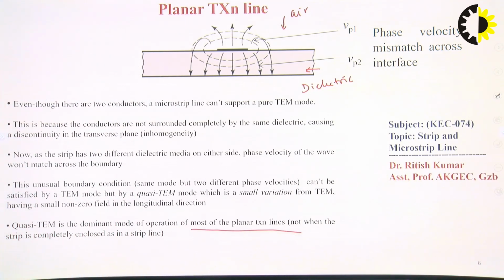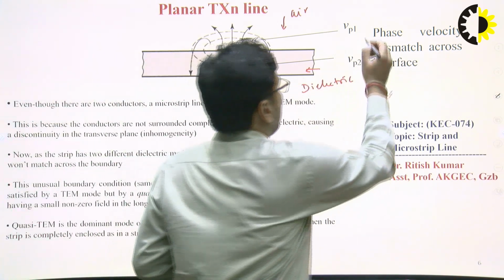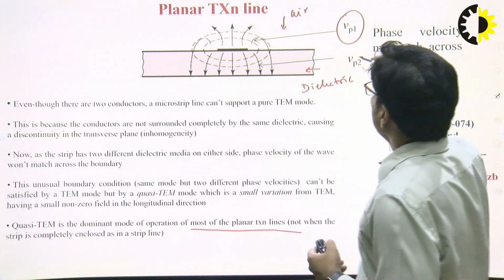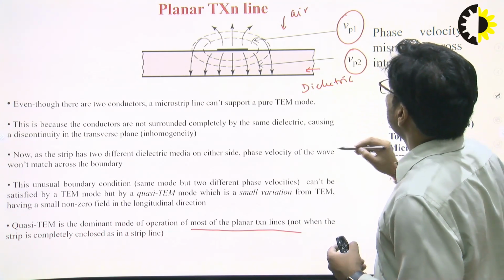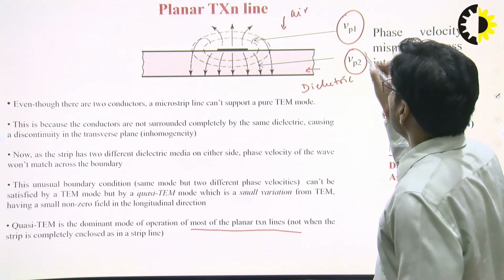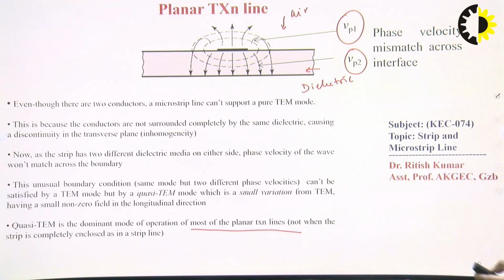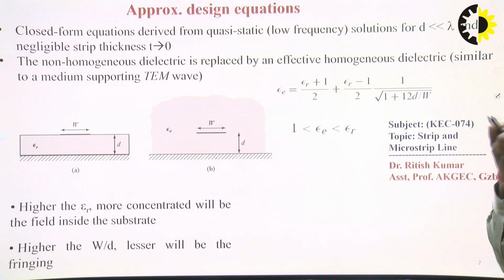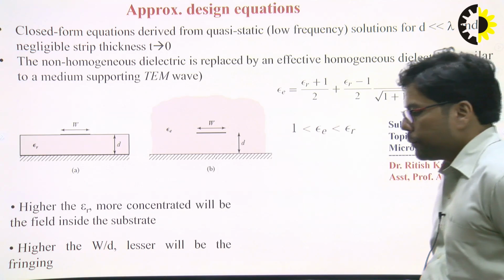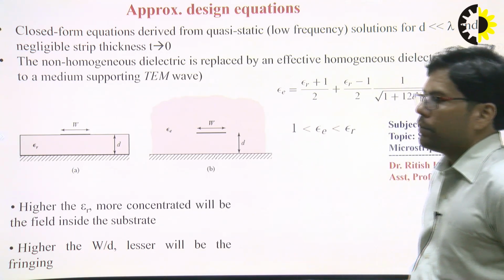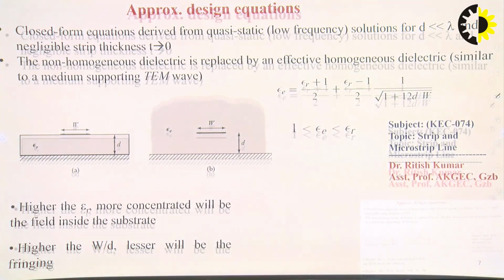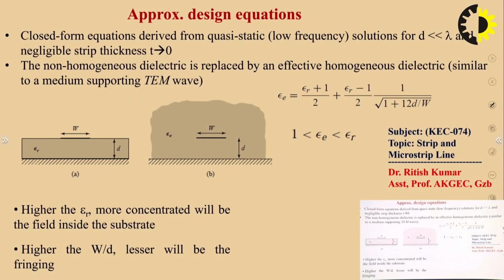Not when the strip is completely enclosed, as in the strip line, as I discussed already in the previous slide as well. So here we have the phase velocity vp1, and in this medium vp2. So vp1 is totally different from vp2. Suppose somebody asks you to design a microstrip line for a 50 ohm impedance. So how can we proceed to design a microstrip line?